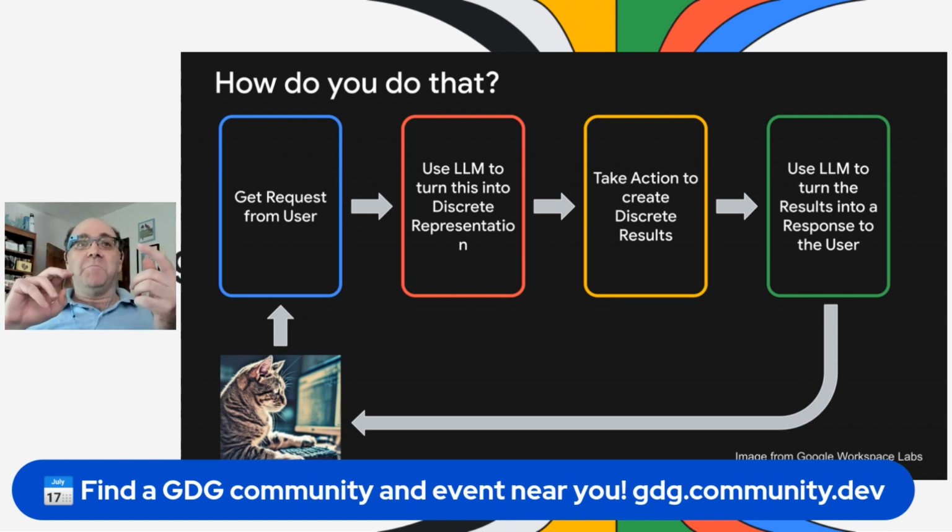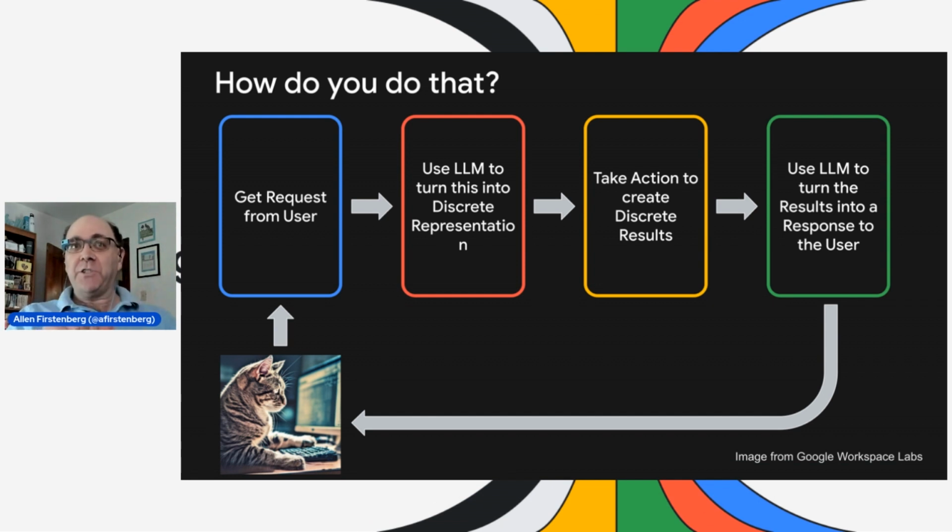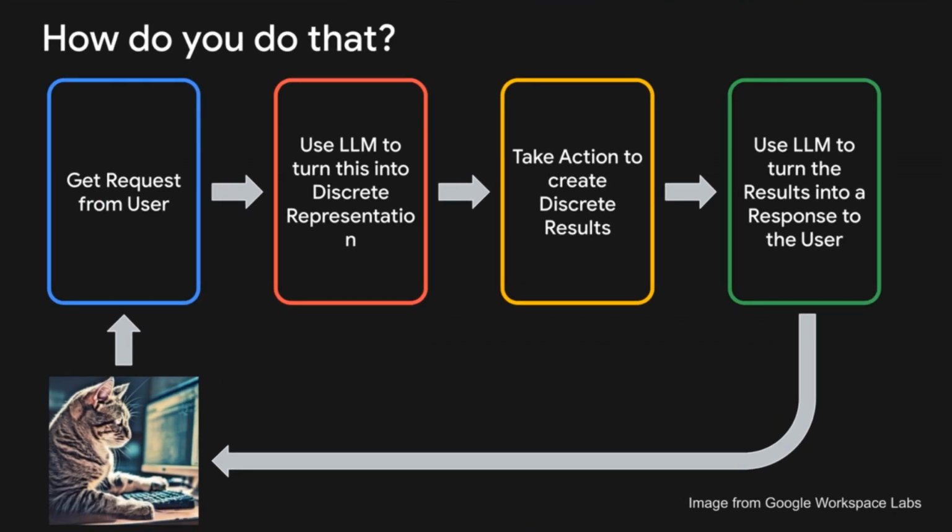We're going to first get a request from the user in some fashion. We're going to use the LLM to turn this request into a discrete representation, into those numbers. Based on those discrete results from the LLM, we're going to transform it into other discrete results. We're again going to end up with more concrete information that the computer is familiar with. But then we're going to use the LLM to take those results, turn it into a response to the user, send it back to the user, and repeat the process.